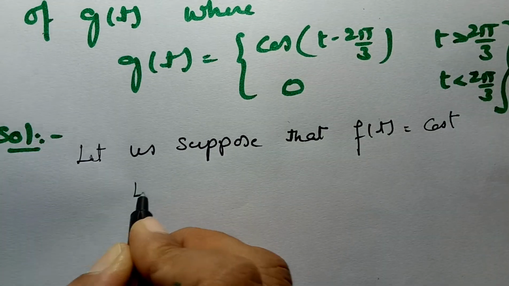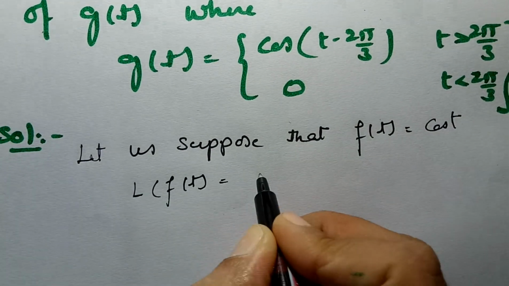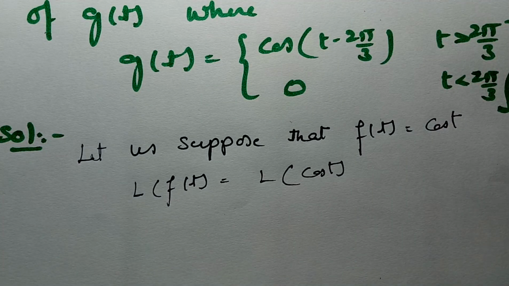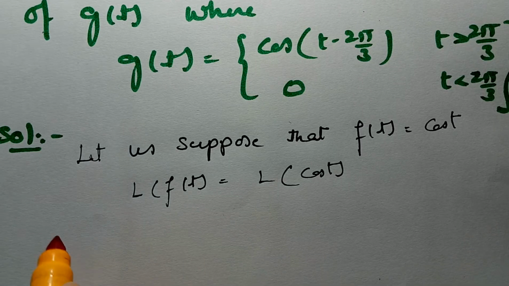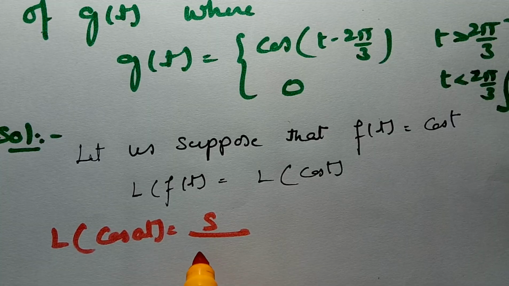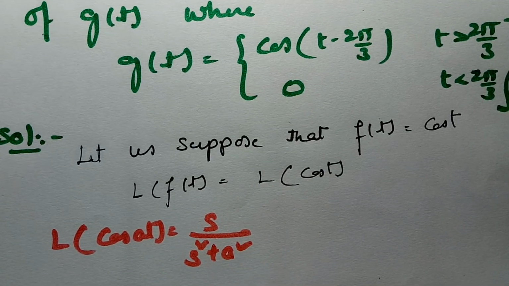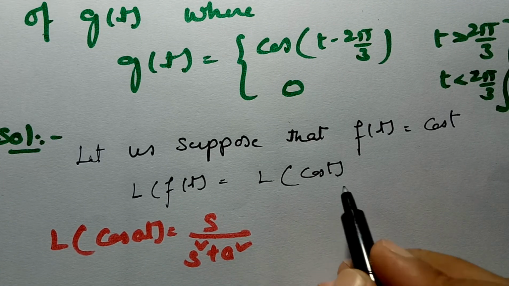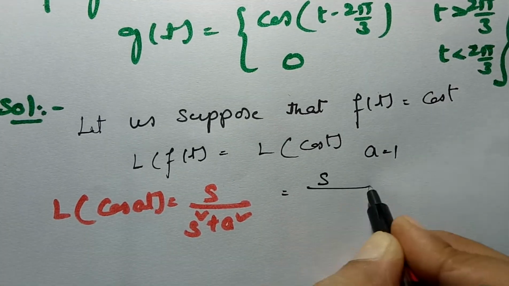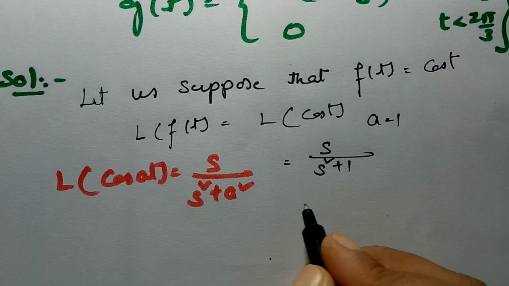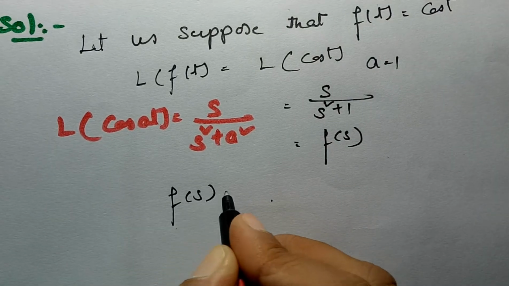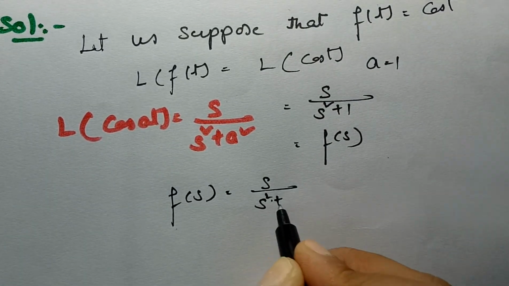I have to calculate the Laplace transformation of f of t. So f of t is nothing but Laplace transformation of cos t. Again, by using the elementary functions, what did the elementary function say? Laplace transformation of cos at is equal to s by s square plus a square. So what is a here? The coefficient of t, again it is 1. So which is equal to s by s square plus 1, which is nothing but f of s. So again our f of s is ready. F of s is equal to s by s square plus 1.